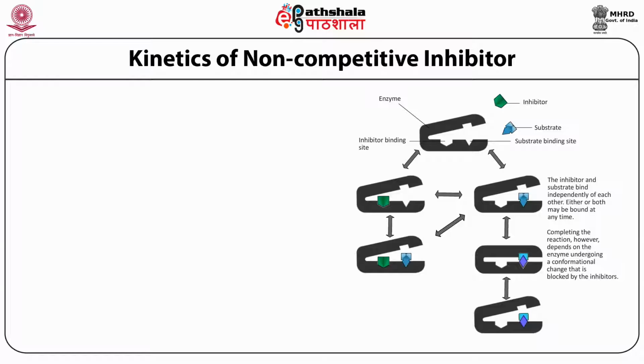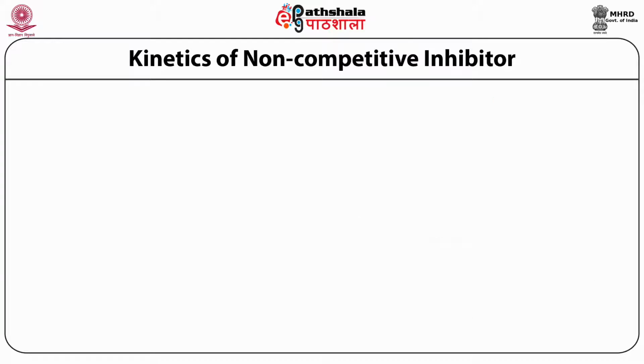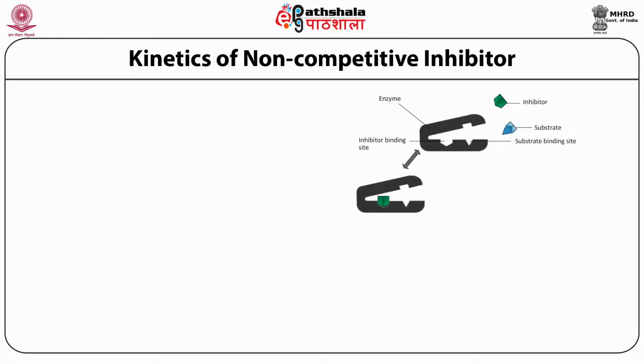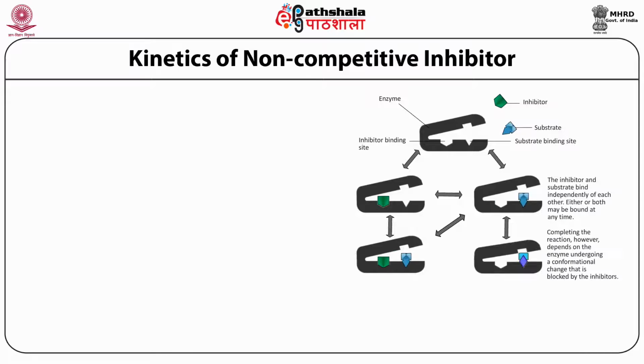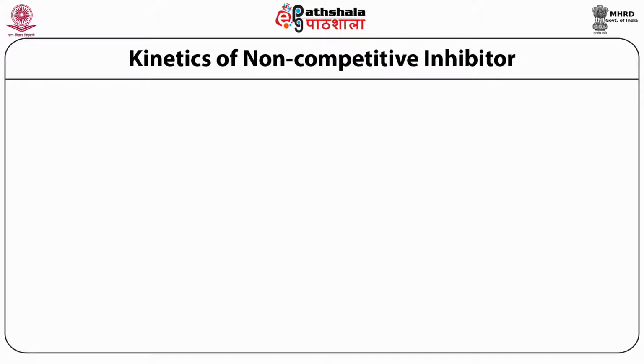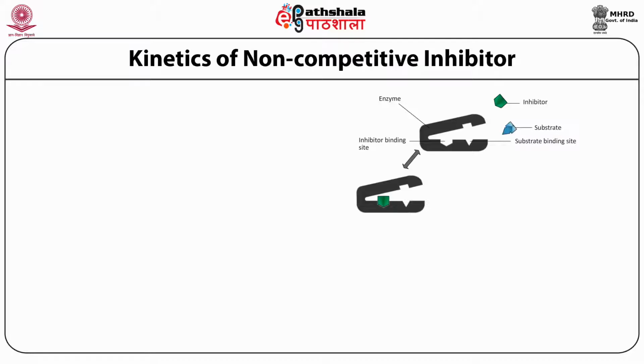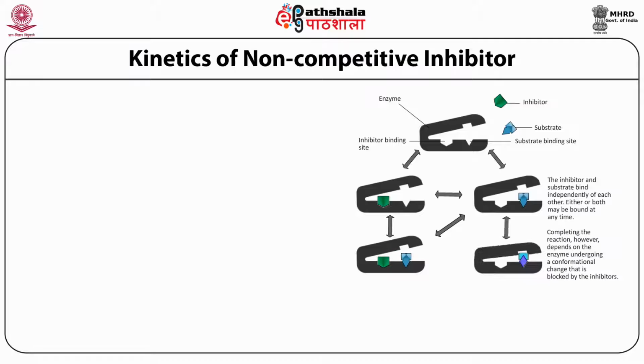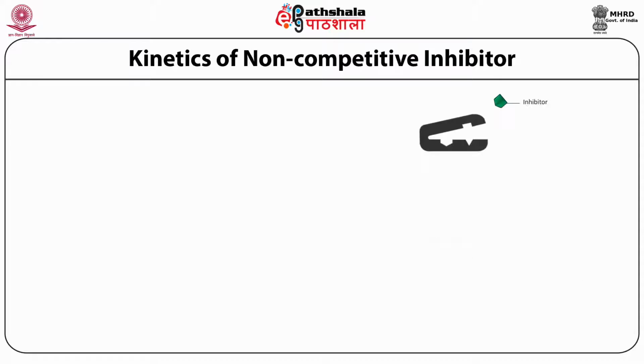One for binding of substrate, that is the active site. The other is for binding of inhibitor, that is the inhibitor binding site, and we have an enzyme. From the left side, you can see there is a possibility that the inhibitor will bind before the binding of substrate, so the inhibitor will bind, followed by binding of substrate. And from the right side, the substrate can bind, followed by the binding of inhibitor.